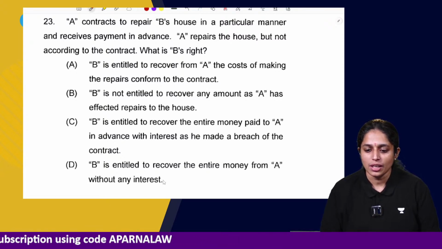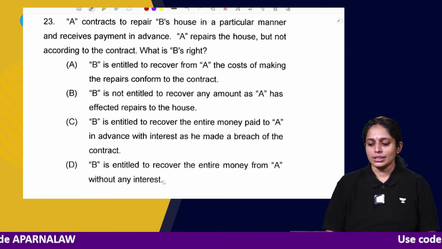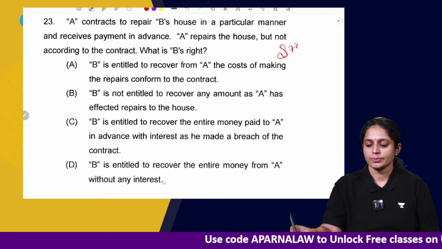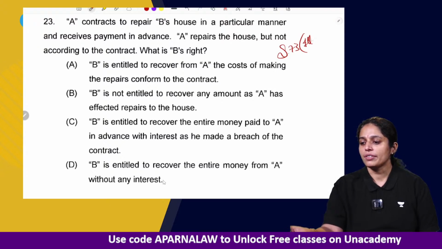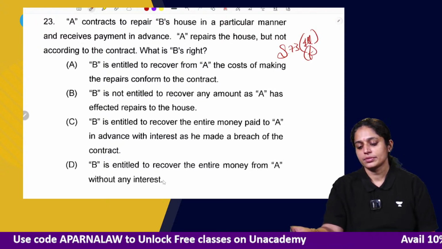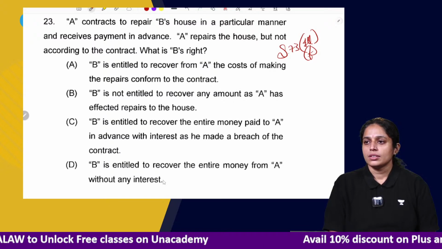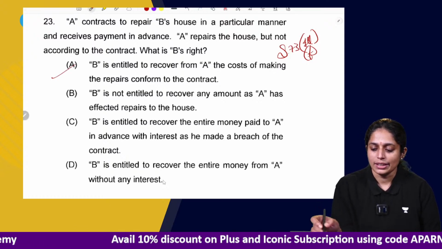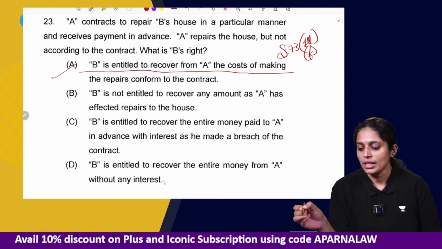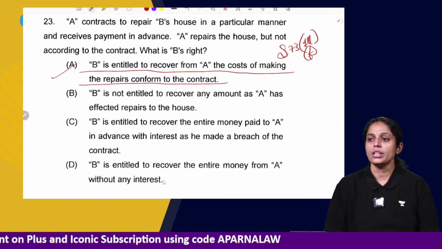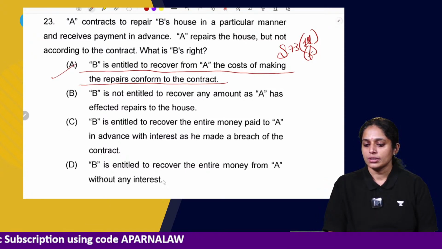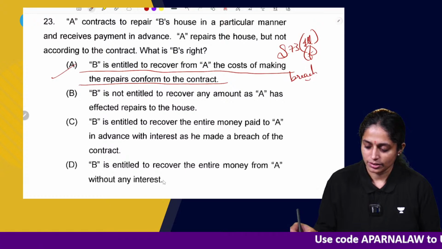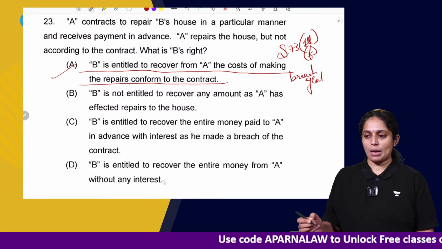Yes, what is the answer here? 23rd. This is an illustration based on section 73. If we refer to illustration F, B is right. A is the correct answer: B is entitled to recover from A the cost of making the repairs conform to the contract. So when there is a breach of contract, they can ask for the damages.